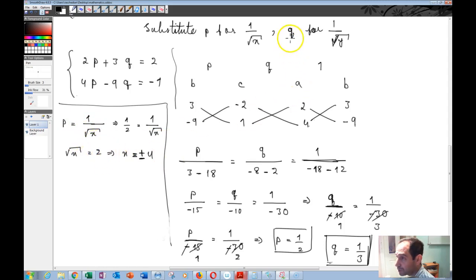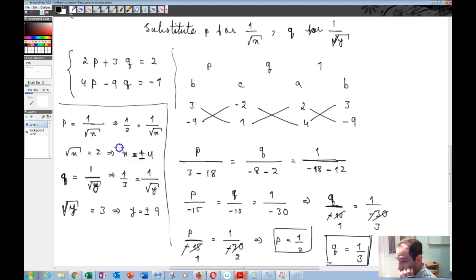And also here we said that q is equal to 1 over square root of y, and q was 1/3. So 1/3 is equal to 1 over square root of y, and then if you take the reciprocal of both sides of this equation, you get square root of y. Square root of y is equal to 3. And if you raise both sides of this equation to the second power, you'll get y is equal to plus or minus 9. Okay? So x is equal to plus or minus 4, and y is equal to plus or minus 9.